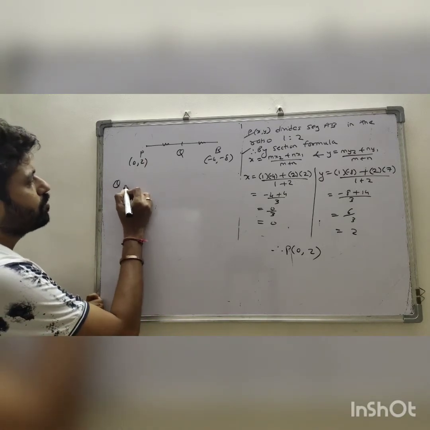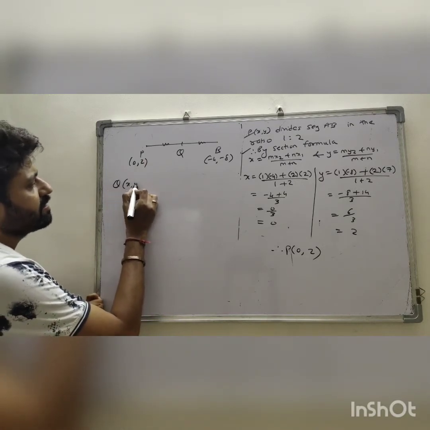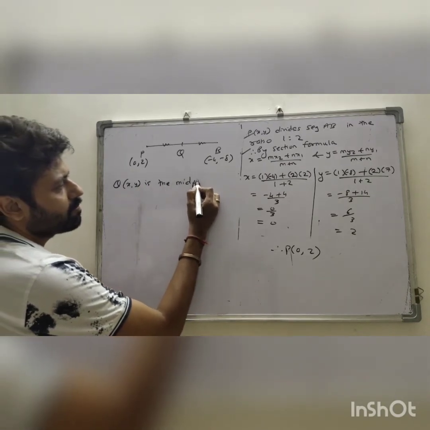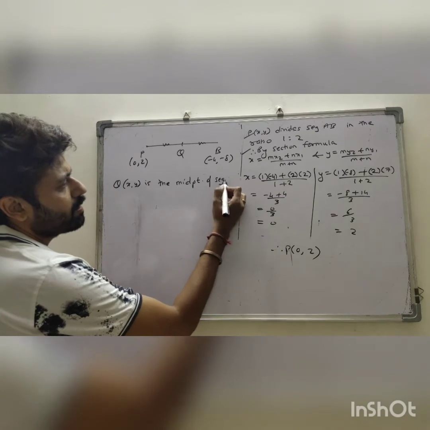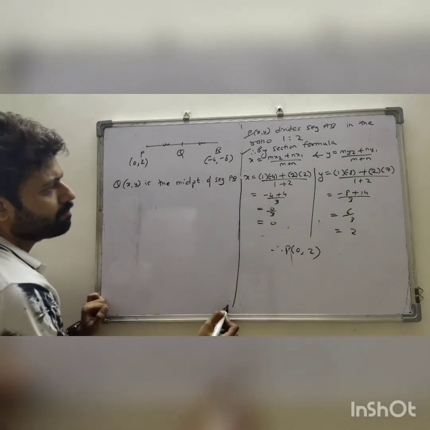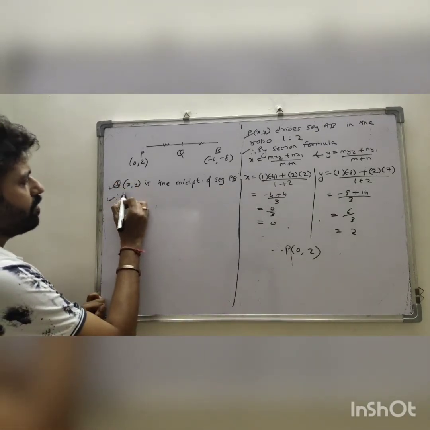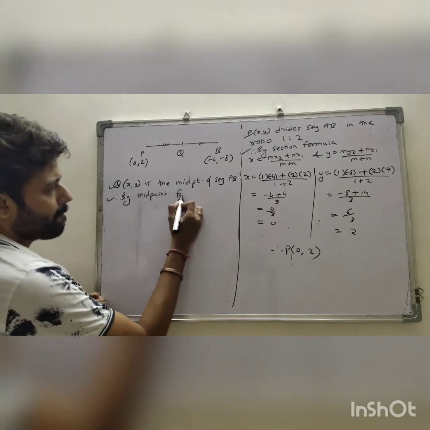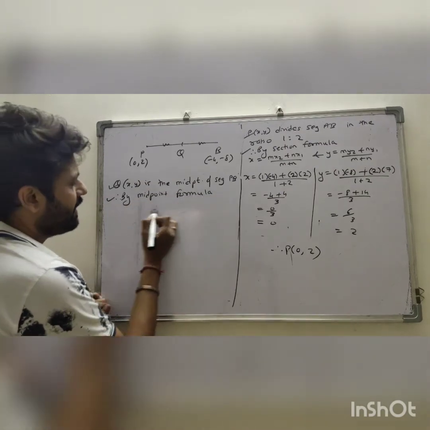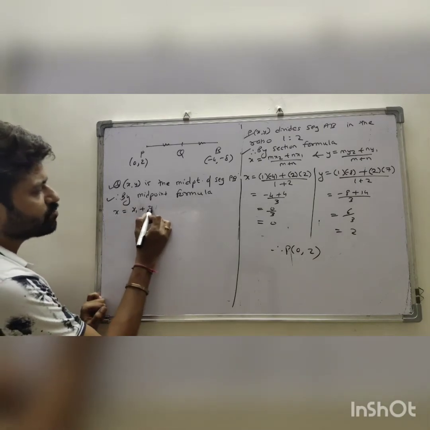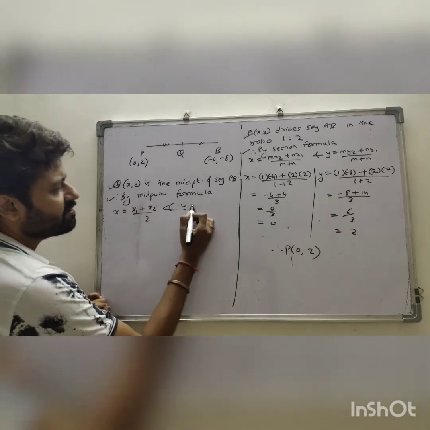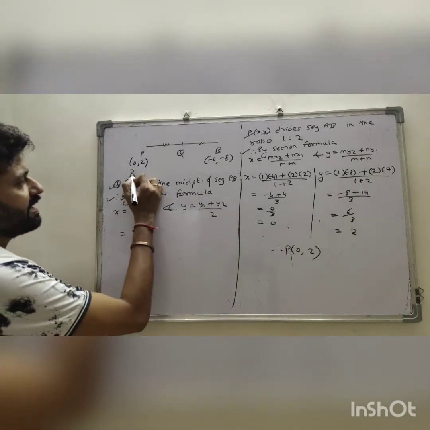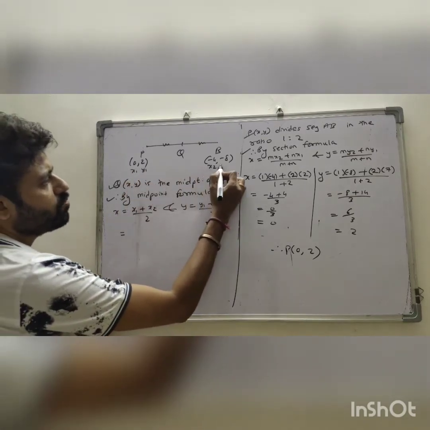I'll write Q(x, y) is the midpoint of segment PB. Therefore, by midpoint formula, we get x equals x1 plus x2 upon 2 and y equals y1 plus y2 upon 2. This is x1, y1, x2, y2.